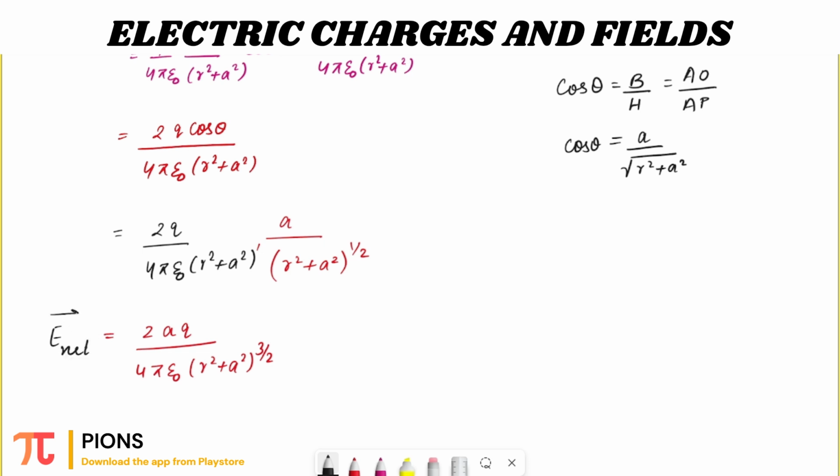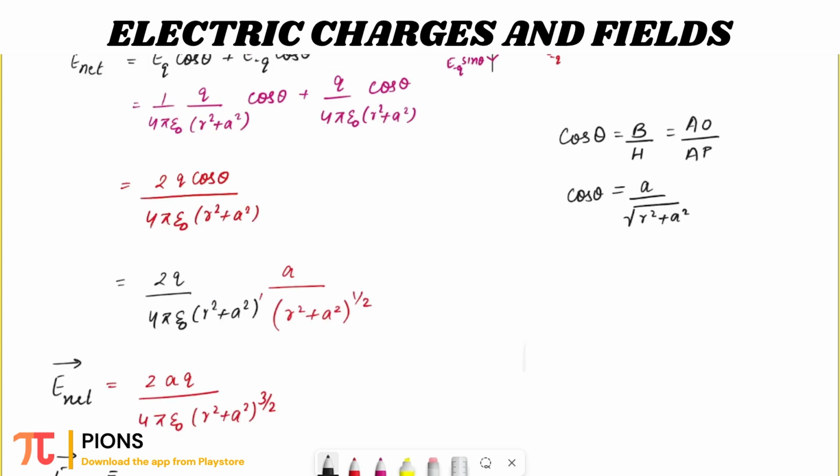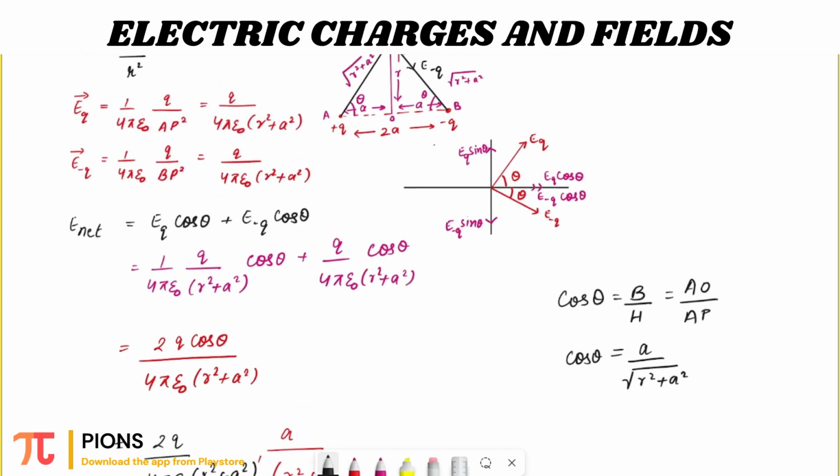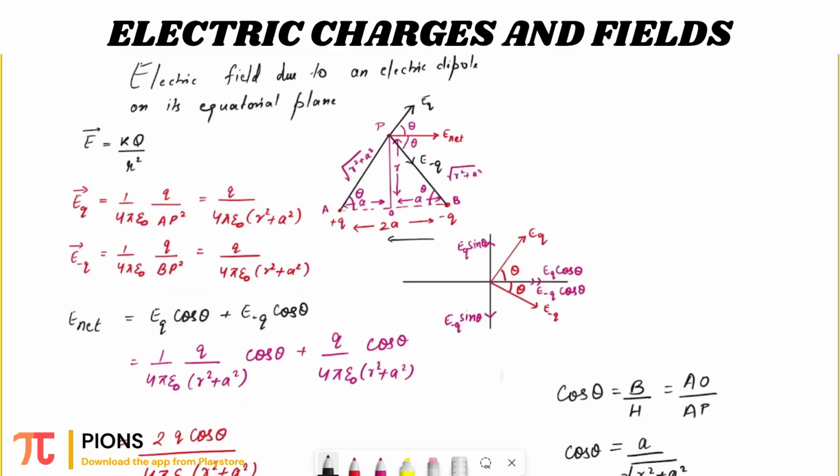2aq. What is 2aq? So 2aq is a dipole moment. We have learnt in the previous lectures. 2aq is dipole moment. So dipole moment, when I explained, I gave you the direction. Dipole moment always points from negative to positive. Always. Now look at the direction of dipole moment. Dipole moment is pointing from negative to positive. Electric field is pointing from positive to negative.